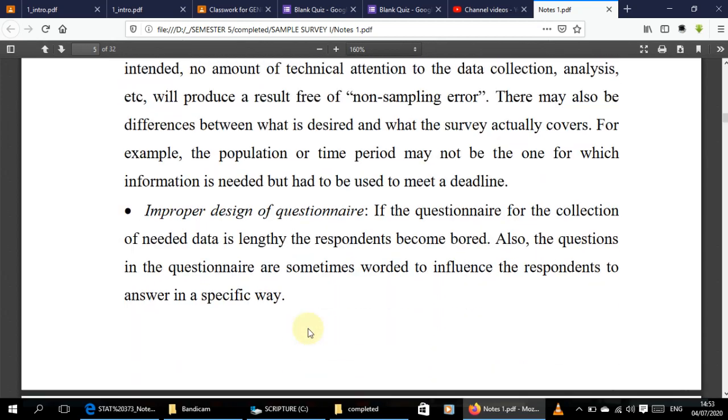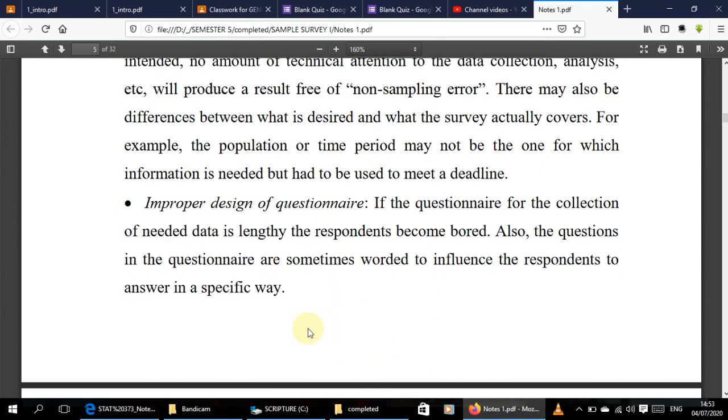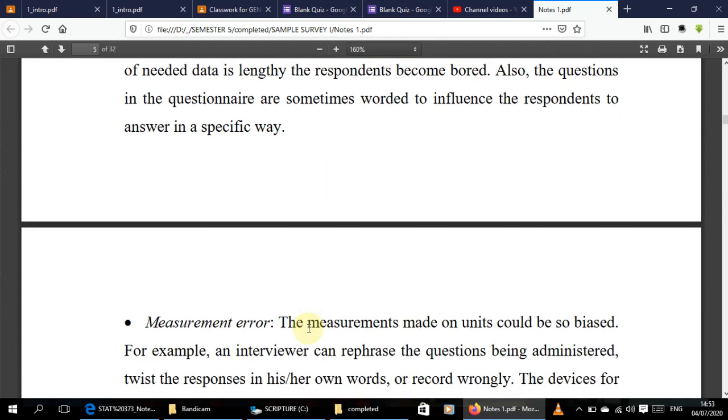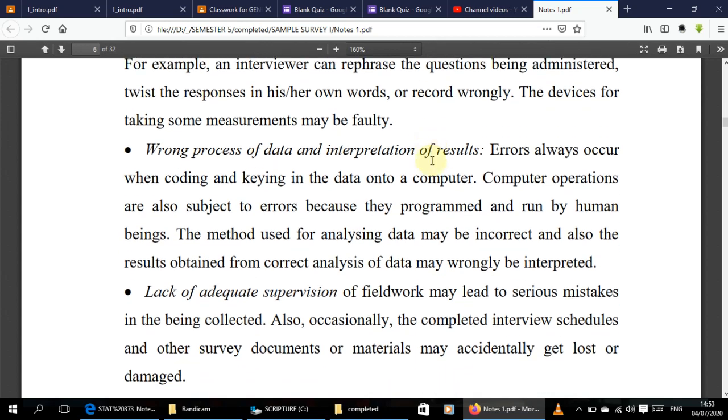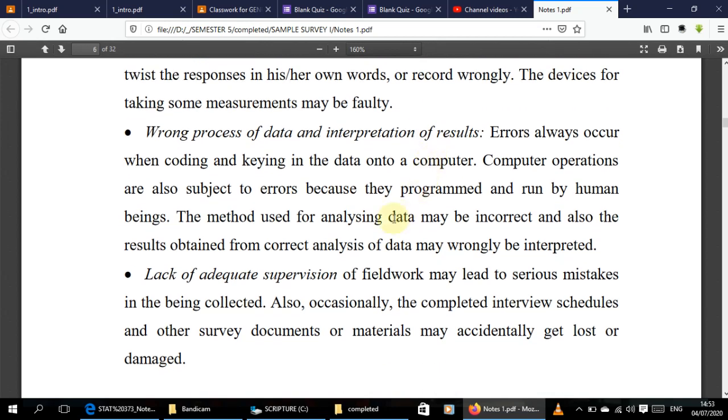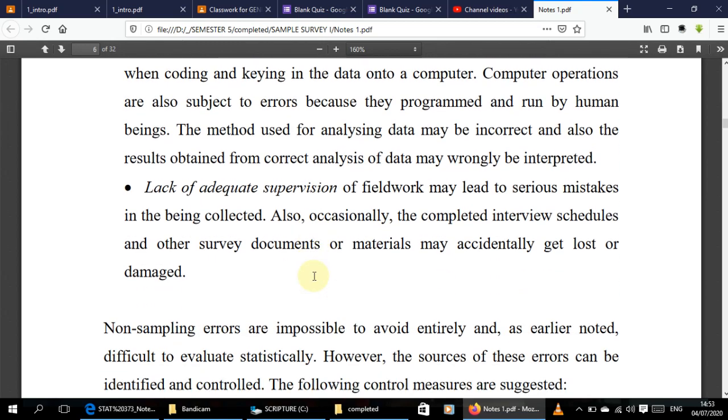You can go through improper design of questionnaire. You didn't design questionnaires well. The questionnaires ask questions that respondents cannot even answer. You won't get the required results. And then measurement error. The person's height is 170, and you wrote 17. Typical error. When you calculate your stuff, you will get that error, but you can't quantify that error. All right. Wrong processing of data. Inadequate supervision. You didn't supervise well.